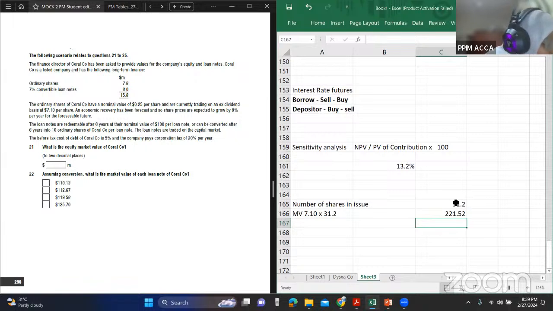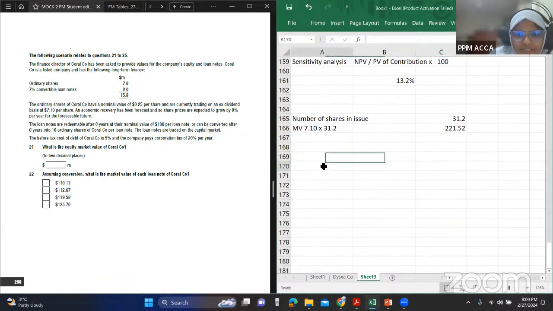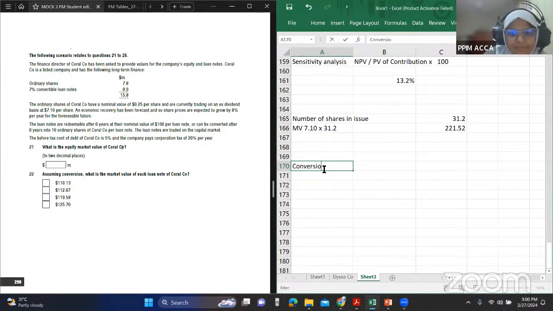Then the next one is asking you, assuming conversion, what is the market value of each loan note in Coral Company? How this will work is, we need to find out whether we are going to go for a conversion or for a redemption, because the redemption is going to happen at $100 per loan note. So let's calculate first of all the conversion value.